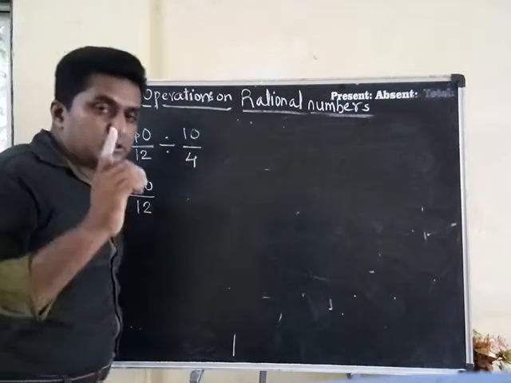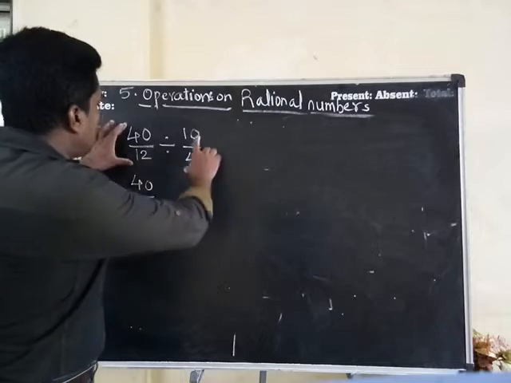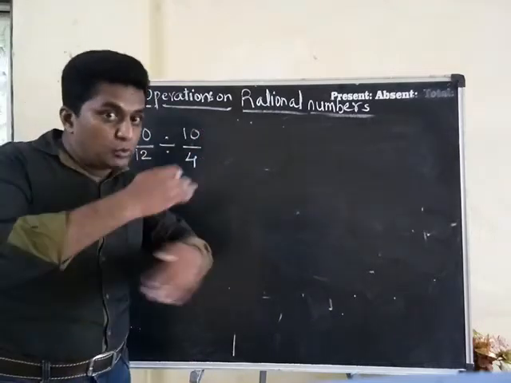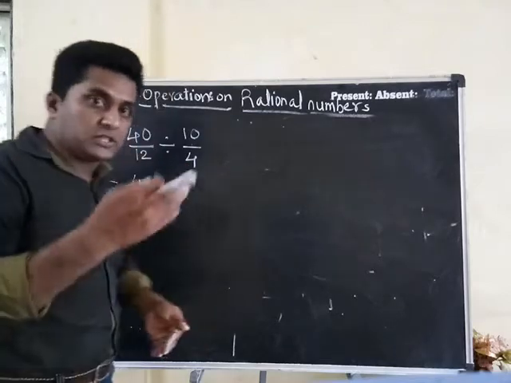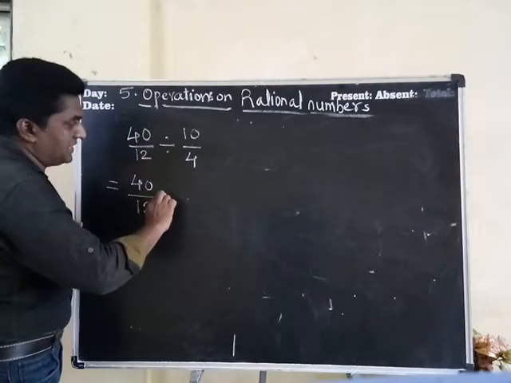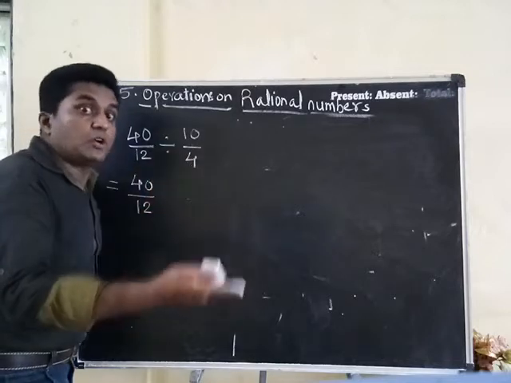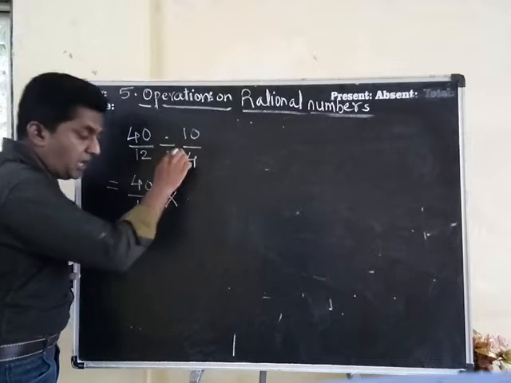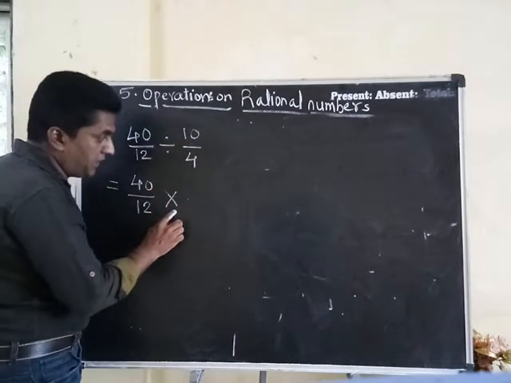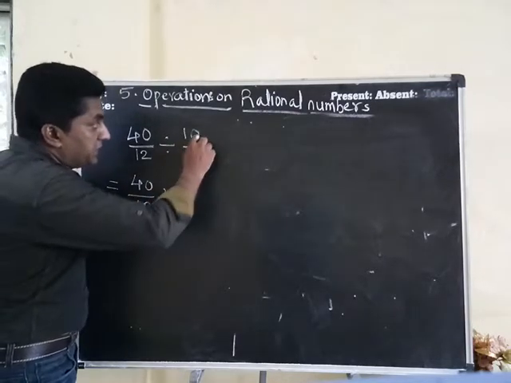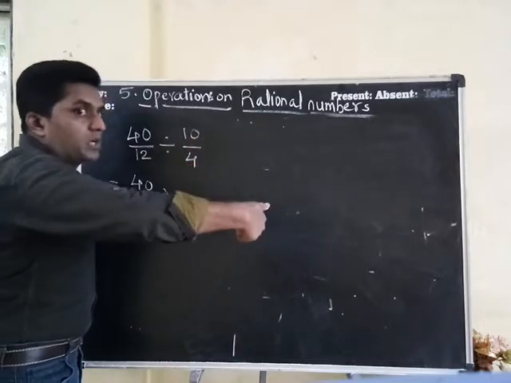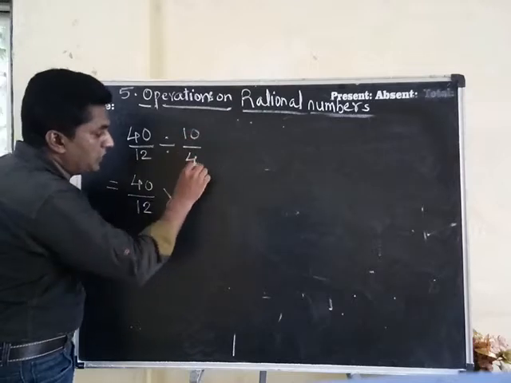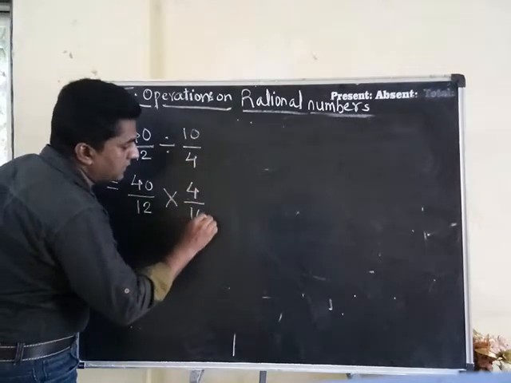Now there is no such method in mathematics by which two fractions or two rational numbers can be directly divided. We have to convert it into multiplication. How? First copy as it is. Division is there. What is the opposite of division? Multiplication. See, instead of division I wrote multiplication. After writing multiplication, do the reciprocal of 10 upon 4. How reciprocal? 10 upon 4 will become 4 upon 10.